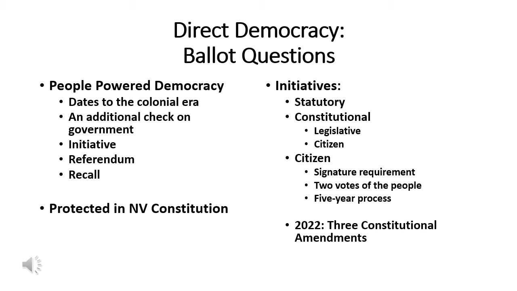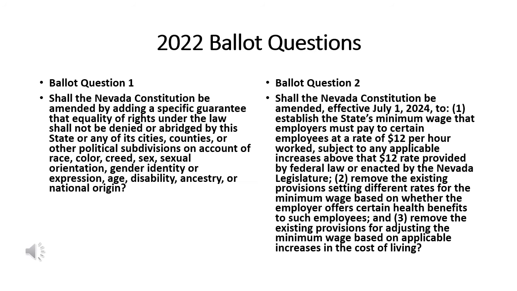So now let's look at the 3 constitutional amendments that are on the ballot in 2022. In Nevada, we'll see 3 ballot questions. There also could be municipal ballot questions, a countywide ballot question. So there could be additional ballot questions, but we will all see ballot questions 1, 2, and 3 at the statewide level. So ballot question 1 proposes to add an equal rights amendment to the Nevada Constitution.